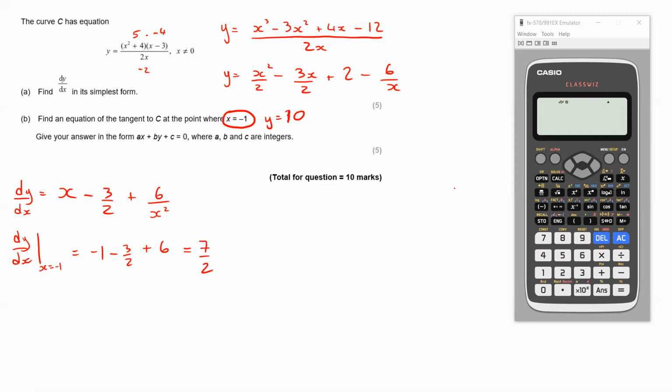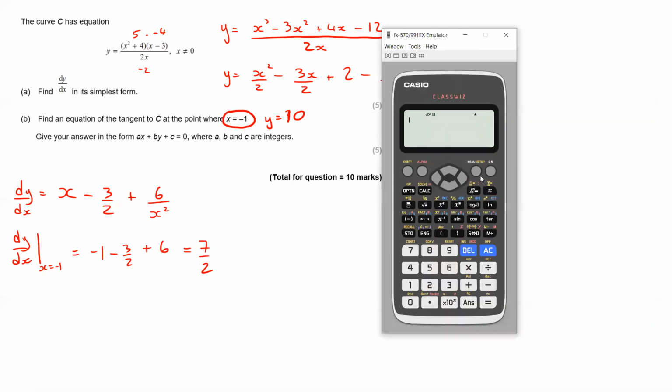So let's see if we can do that faster on our calculators. So my calculator can, again, differentiate at certain points. So this button here can tell me when x is minus 1. I just have to tell it what to differentiate. So in here goes the original function. I can actually, crazily enough, put in the very original function as well. So I'm going to put in here this thing, and then divide by 2x. If I press equals, I get 3.5, which is 7 over 2.